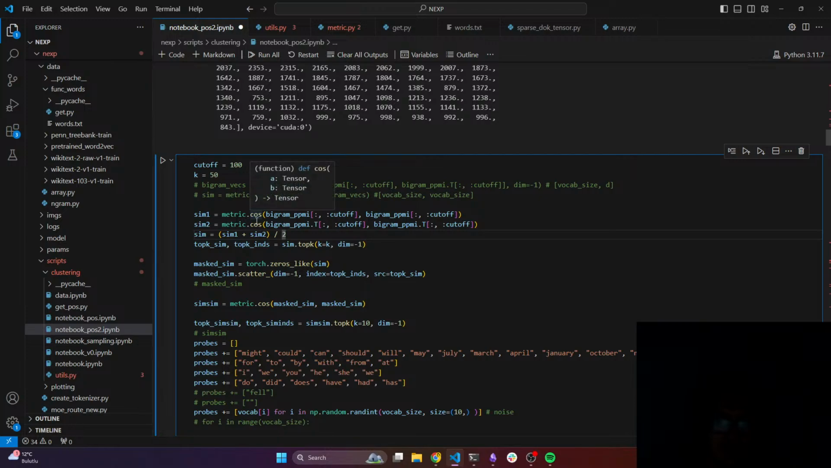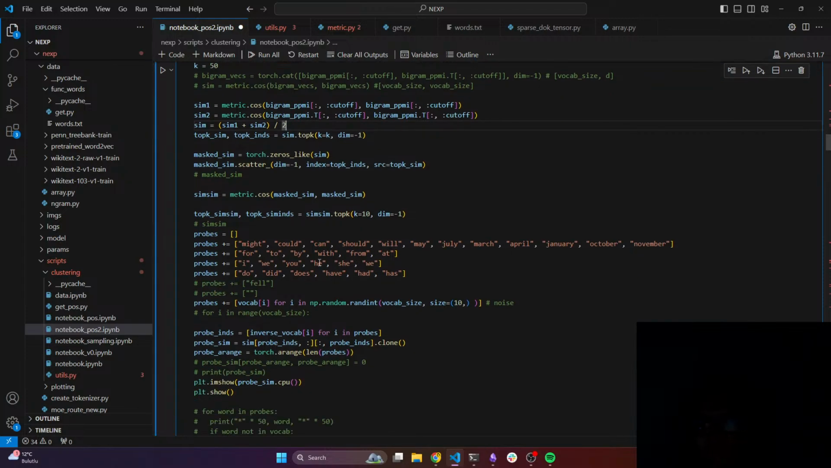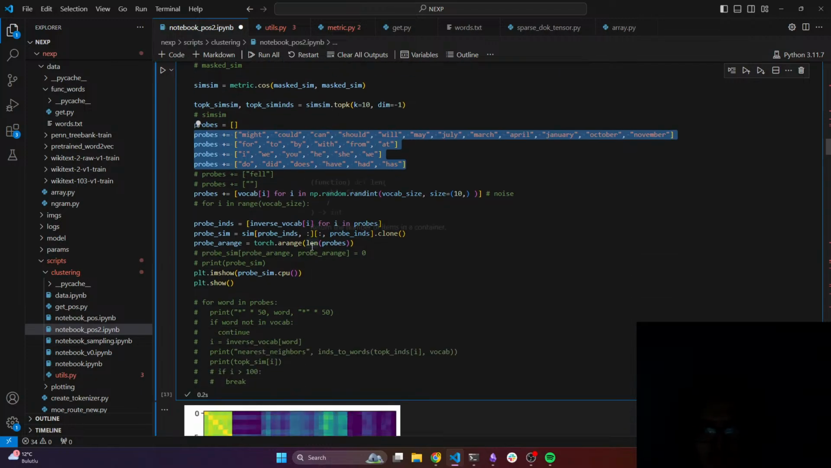If this was inner product, this doesn't matter, but since this is cosine, these are individually normalized. So the only difference is whether they are normalized as a whole, or individually normalized for each direction of context. In this case they are differently normalized, but it doesn't make a lot of difference. That's not the biggest deal. So then we just do these.